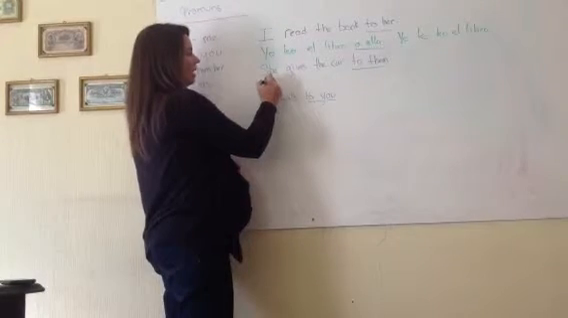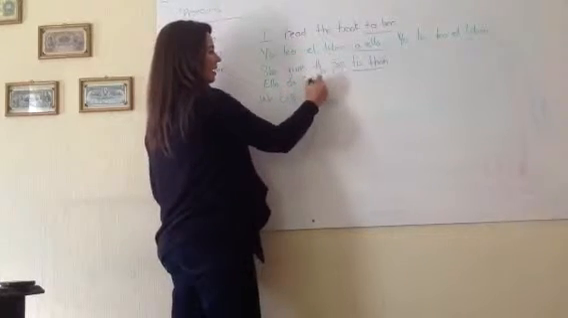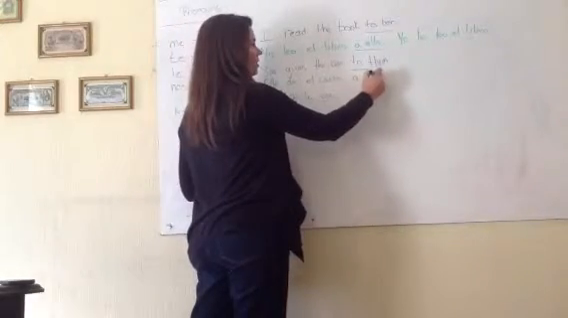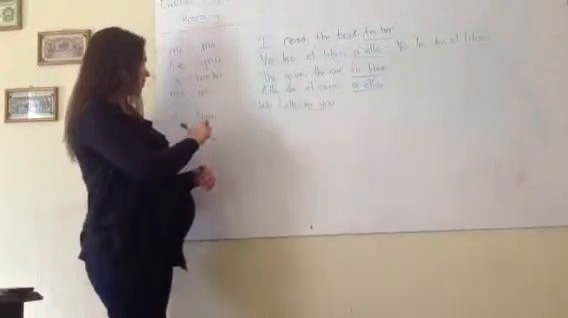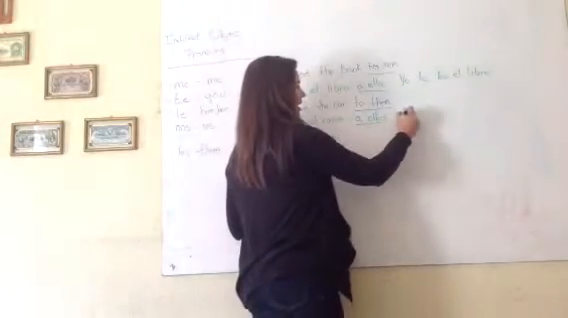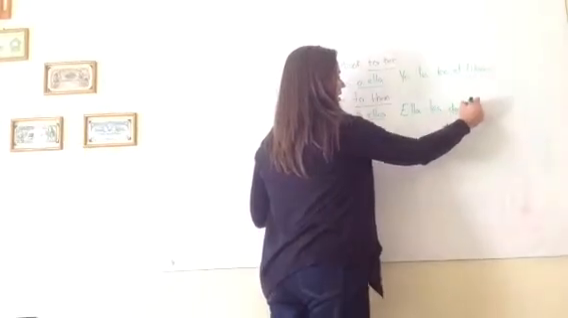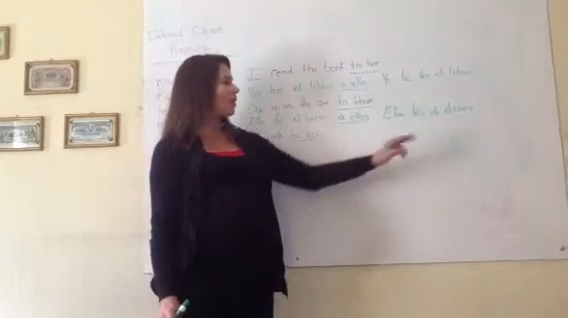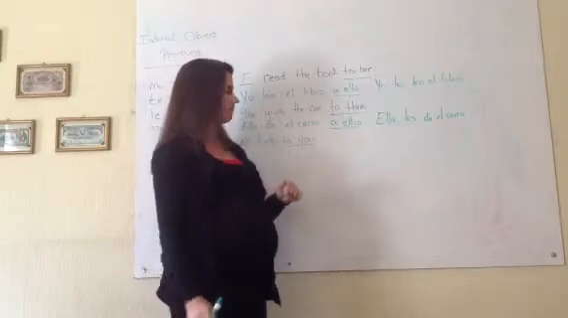In this example, ella, she, gives, da, el carro, the car, a ellos. A ellos is the indirect object. You would replace it with les, because it's them. And you would write it like this. Ella les da el carro. Take note that the indirect object pronoun goes directly before the verb, the same way the direct object pronoun does.